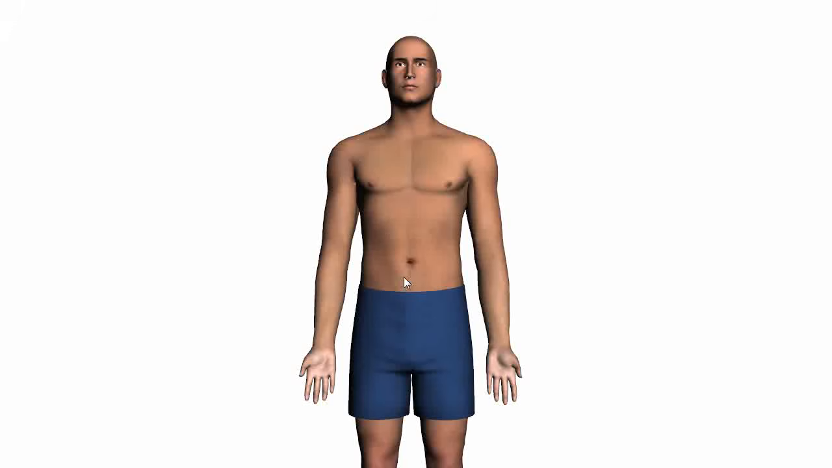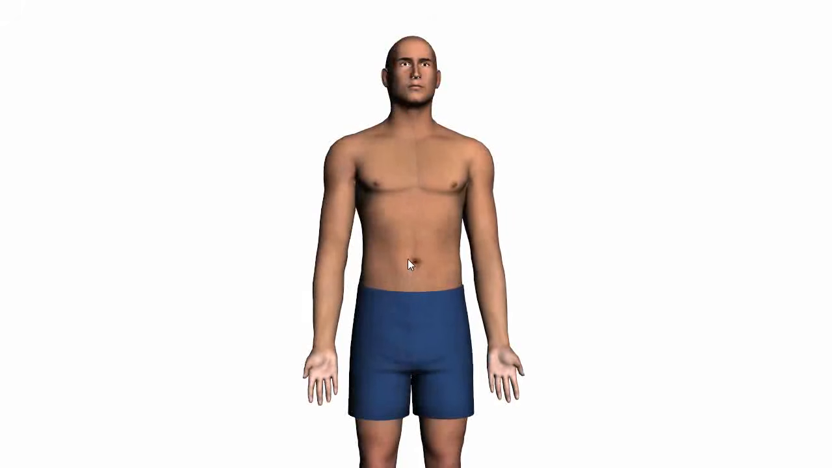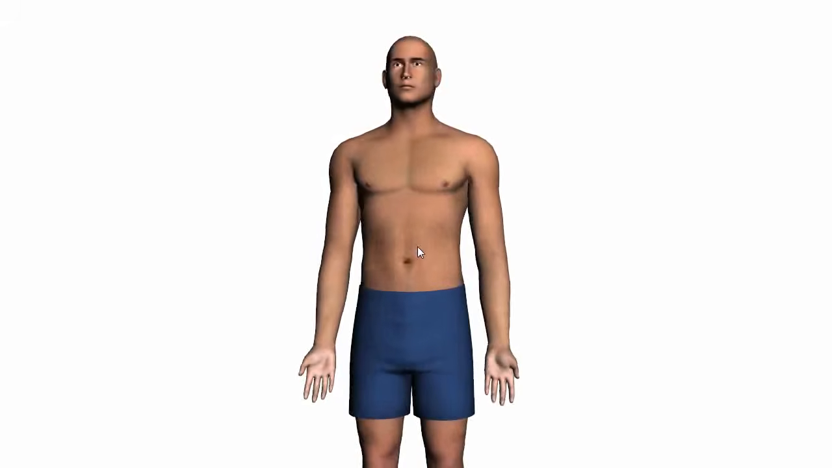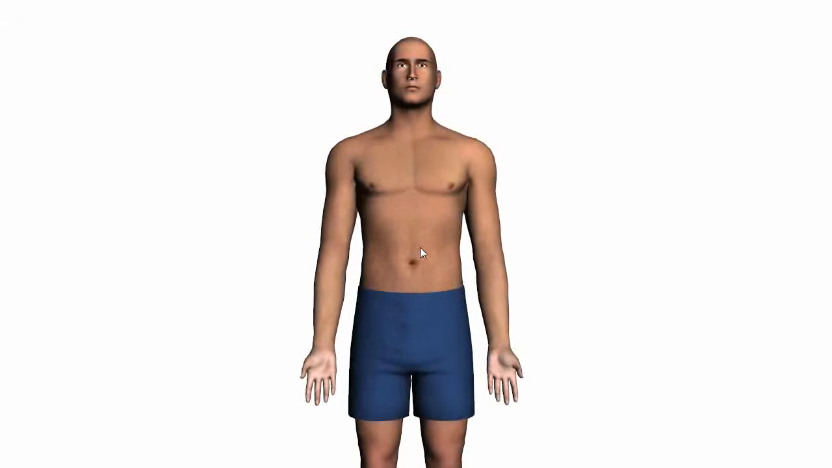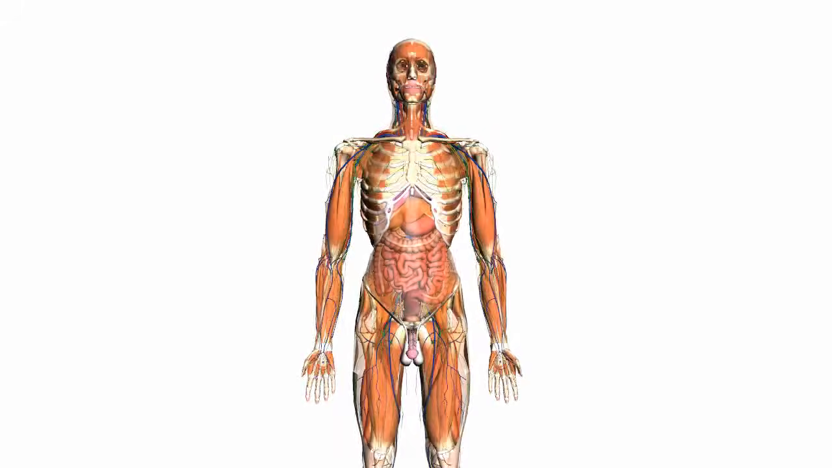So anterior and posterior. Anterior means closer to the front of the body, and all these terms are relative to the anatomical position. So anterior and posterior describe structures relative to the front and the back of the body. So, for example, the sternum is anterior to the heart. So I'll just show you that.